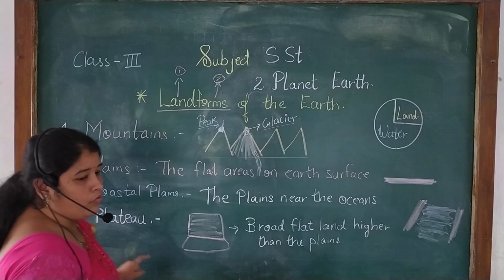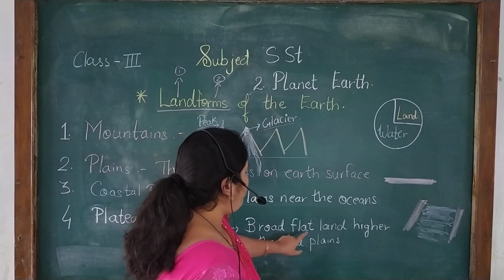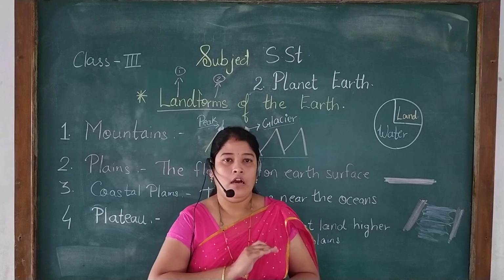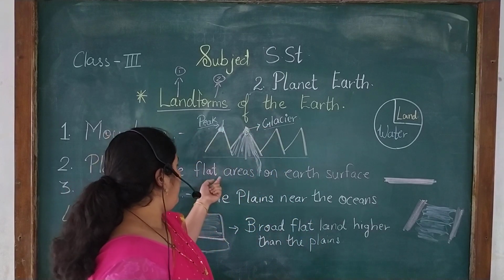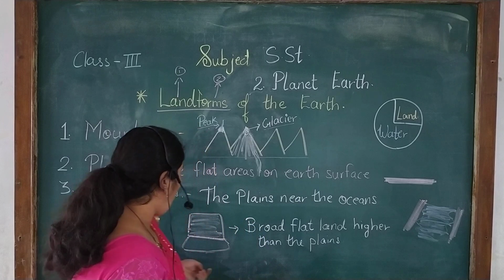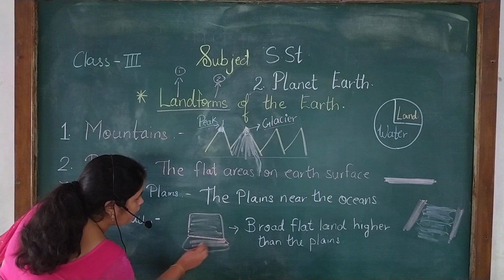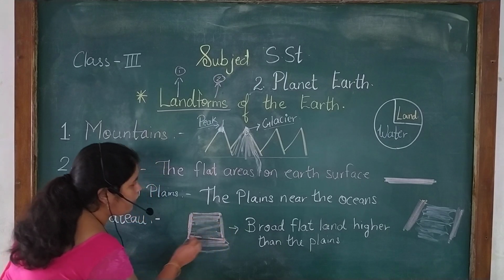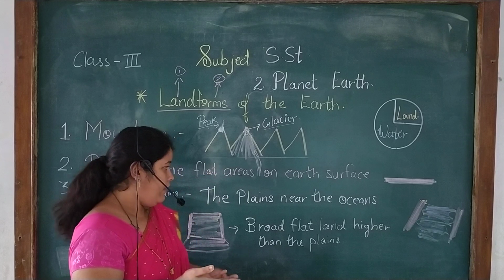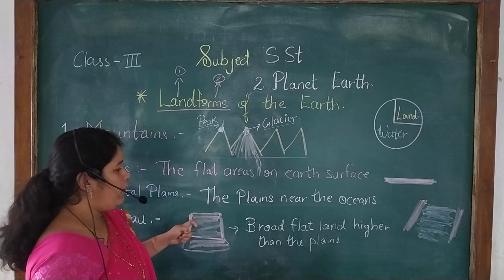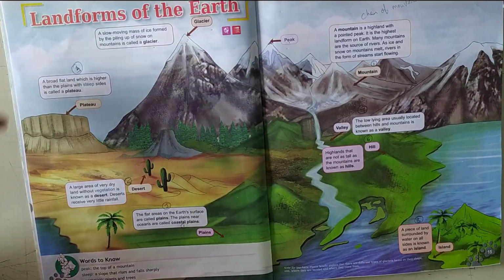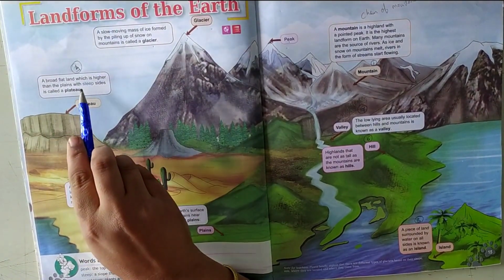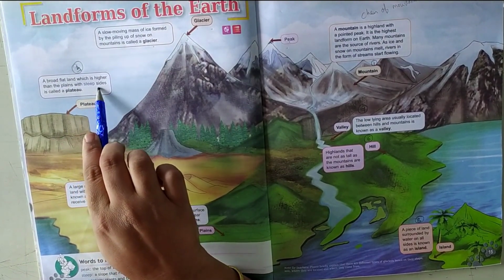Then plateau. What are plateaus? Broad flat land higher than the plains. Now I told you what a plain is. A plain is the flat area on the earth's surface, and on this earth surface more flat land is coming upside. Broad flat land higher than the plains is called a plateau. Understood? Now, what is a plateau? A broad flat land which is higher than the plains with steep sides.